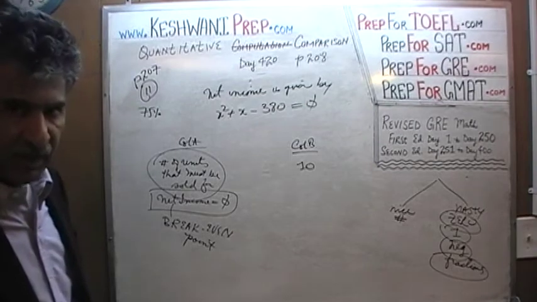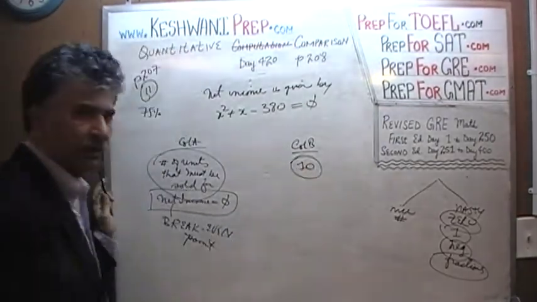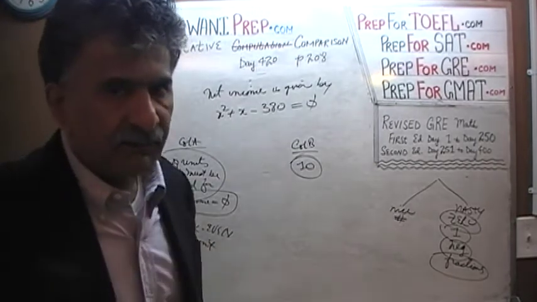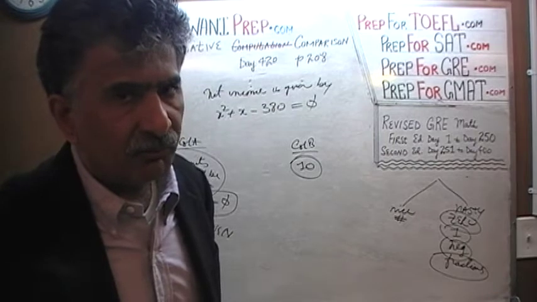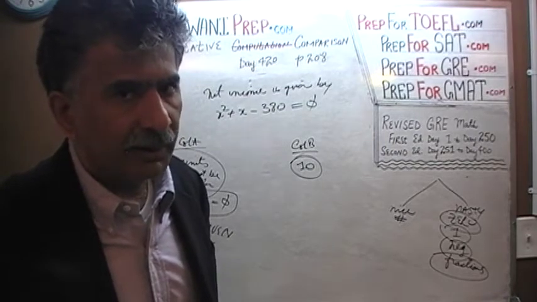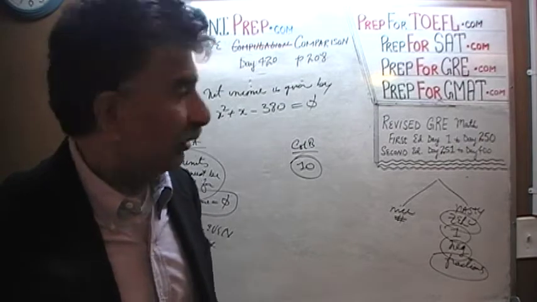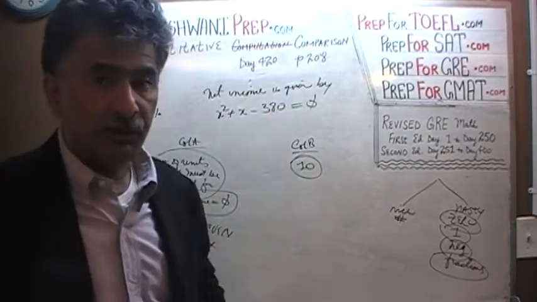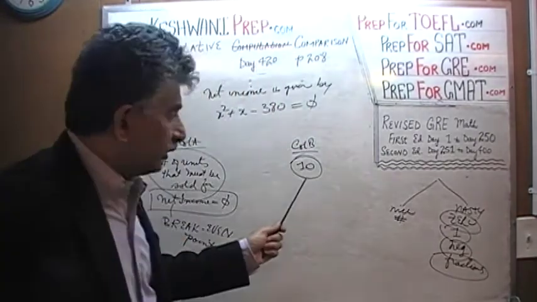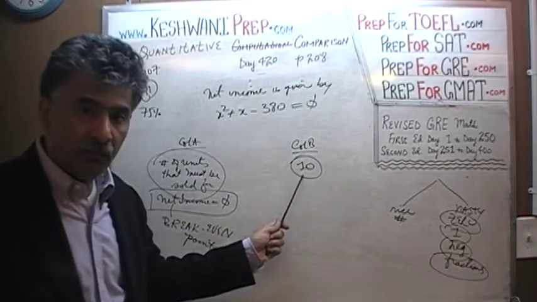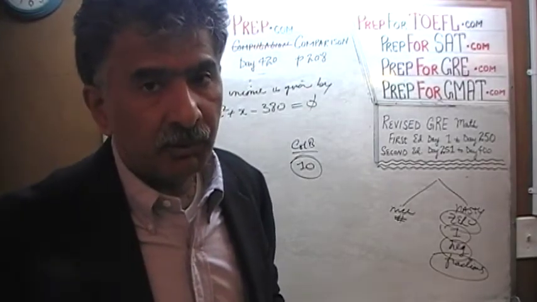So the smart thing here would be simply put in this 10 here and see what happens, because 10 is what we're comparing with. The question here is not what is the number of units they need to produce in order for their net income to be zero. That is not the question. The question for us, because it is a quantitative comparison question, is: do they need to produce fewer than 10 or more than 10 or equal to 10 units in order for their net income to be zero?